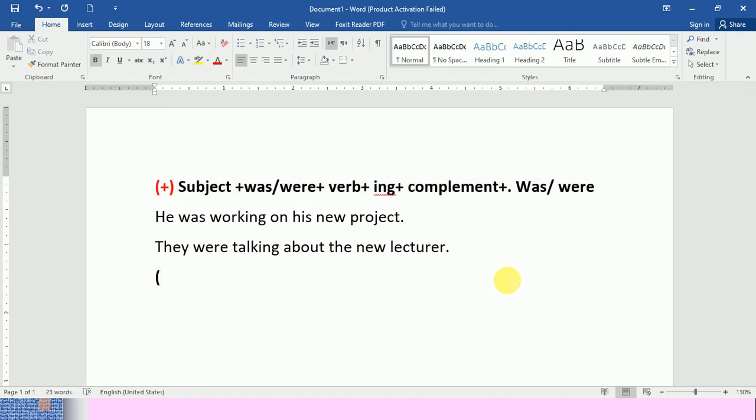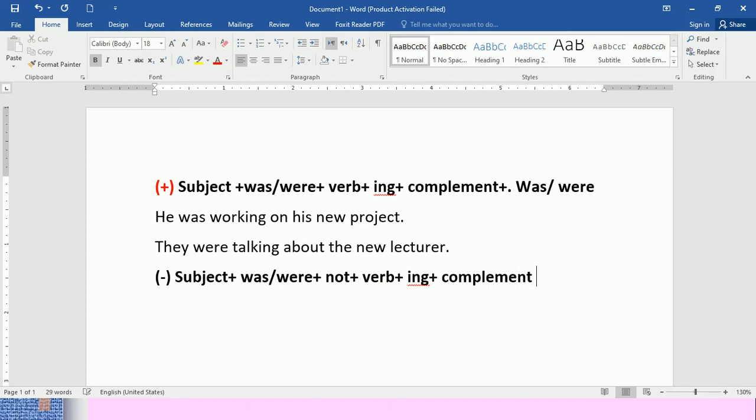So, negative structure for past continuous tense, we have subject, right? And after subject, we have verb to be verbs. These are helping verbs of past continuous tense, plus not. What's not according to grammar? Not is a negation adverb. Remember, dear students, not is a negation adverb. It changes a positive sentence into negative. Whenever you want to change a positive sentence into negative, put not. After that, we use verb ing or present participle ing, plus complement.